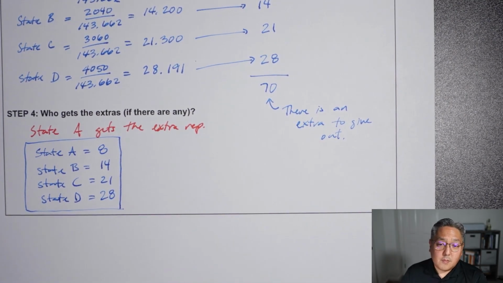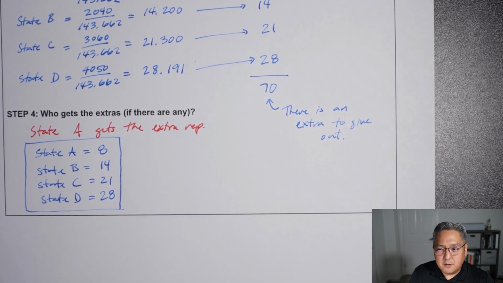Okay. So the apportionment of these states is 8, 14, 21, 28. These are the number of people that will represent them in the House of Representatives in this sort of fake example that we have. Let's take a look at another one.